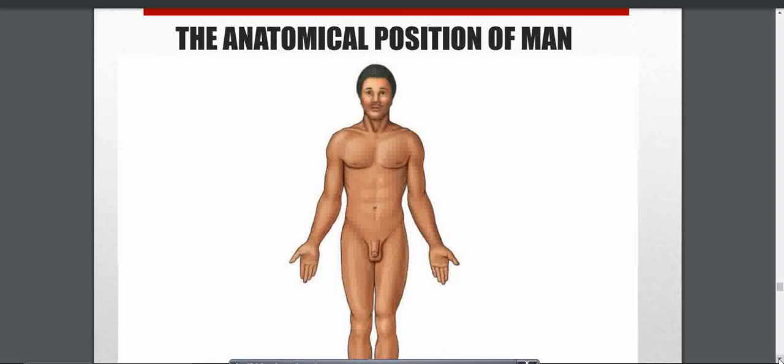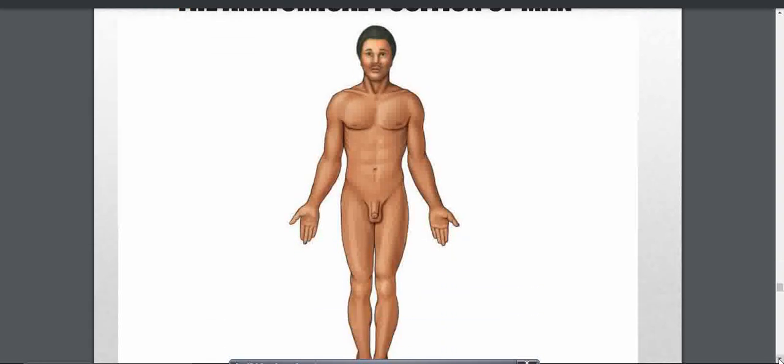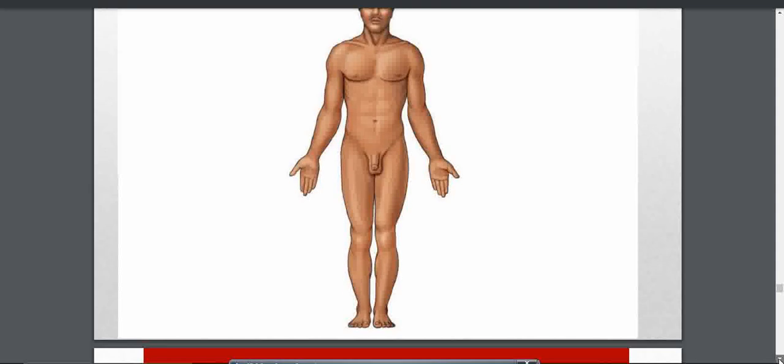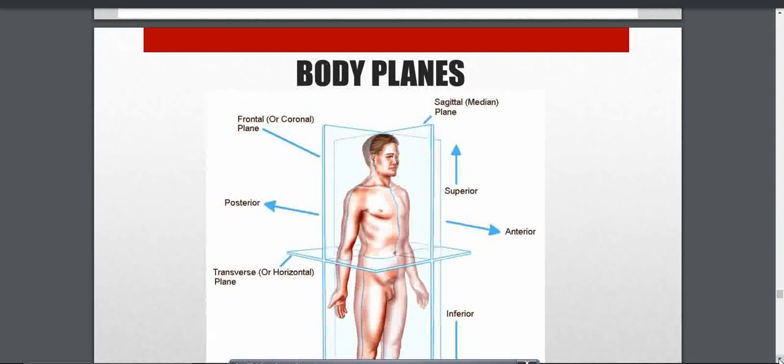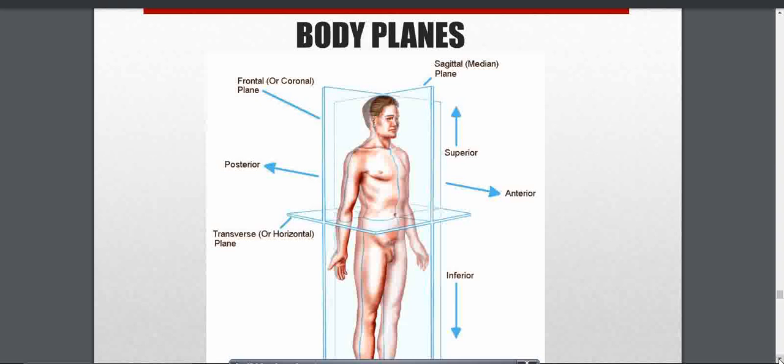Here is an anatomical position of a man. A man is in anatomical position if he's standing with both legs upright, the palms in a supinated way, facing forward, the face upright, and the mouth closed as well. Then check on the body planes. On the body planes, we have the frontal or coronal plane, we have the transverse or horizontal plane, we have posterior, we have anterior. Those are now directional.